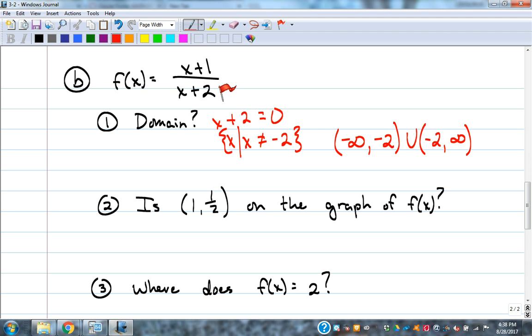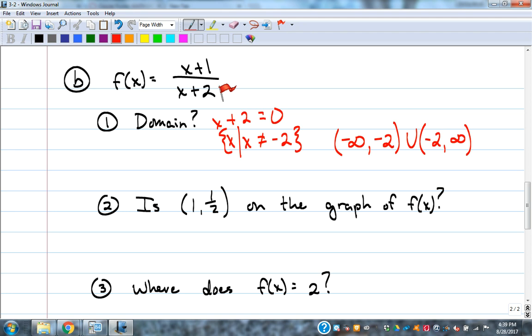Question 2 for this particular function. We don't have a graph for this one. We just got the equation. But they ask us something about the graph. They say, is 1, 1/2 on the graph of this function? How could we tell without having the graph?